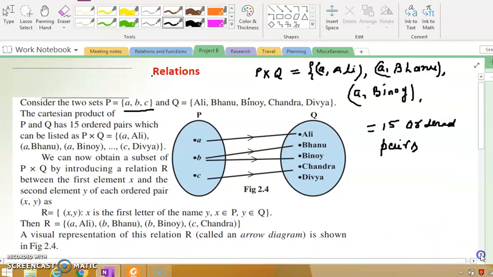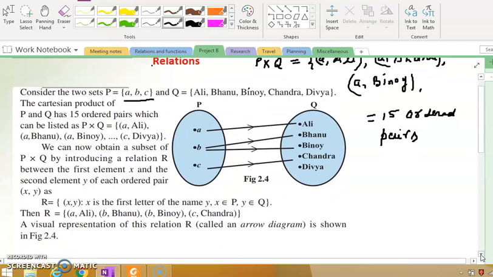See, R means the relation (X, Y) such that X is the first letter of the name Y. X is the first letter of the name Y. That means A is to be associated with the names starting with A, like Ali, and there are no other names starting with the letter A. So you can write A comma Ali under this relation.